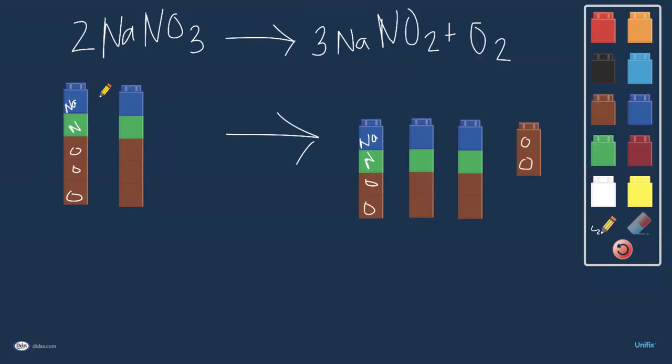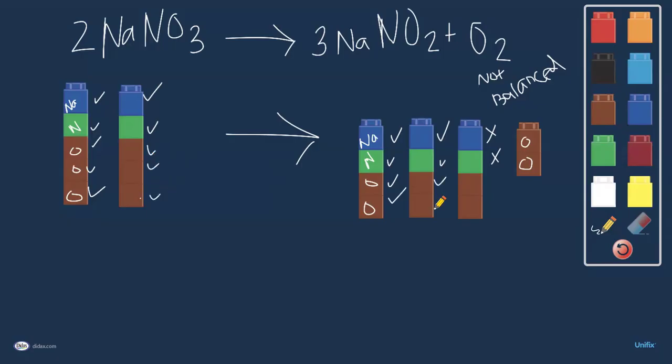All right, so let's see if this is balanced. Well, we have two blue right here. One, two, oh no, three. We already know that this is going to be not balanced, right? Well, let's just keep checking to see what we need to do to balance it. So we have two green, but we need another nitrogen on this side. We have one, two, three of these. One, two, three of these, and then one, two, three of these. And so we need to do these right here.